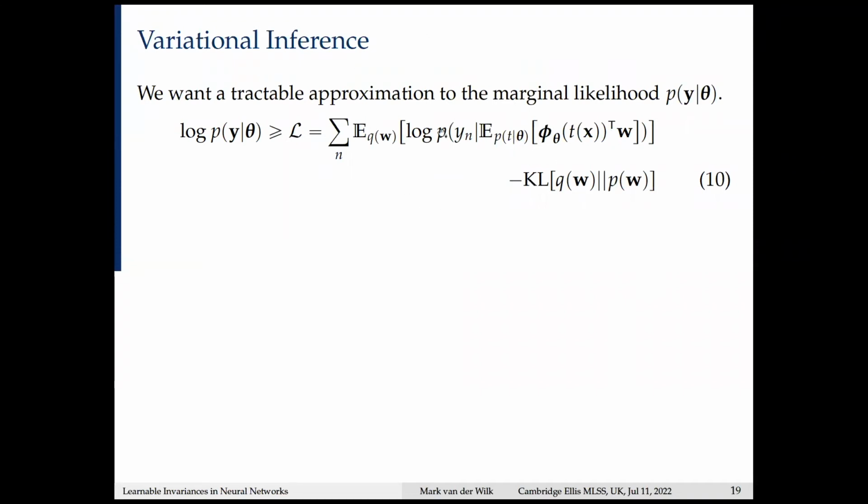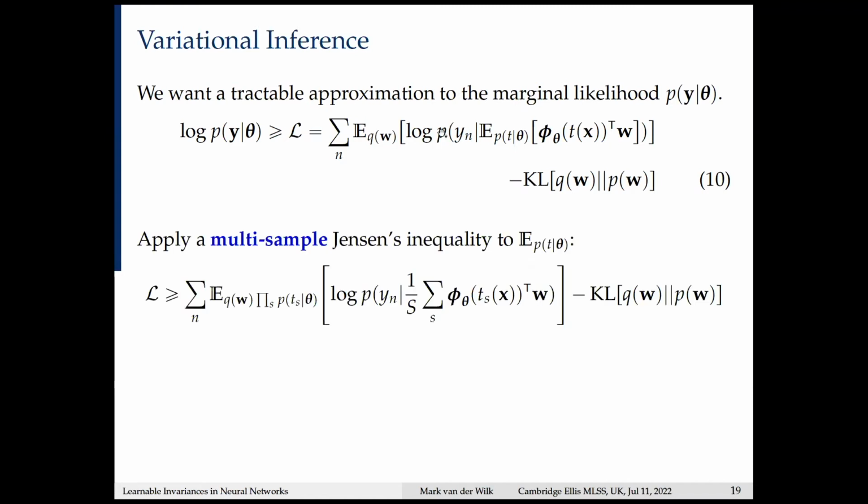Following the usual arguments, we get a variational lower bound. Then the trick is to notice that the intractability that makes this problem special is in computing the function that we predict with. That's where this integration over the data augmentation transformations comes in. To deal with that, we notice that if we have a log concave likelihood function, then we can apply Jensen's inequality to it. We apply a multi-sample Jensen's inequality to make that bound as tight as possible.